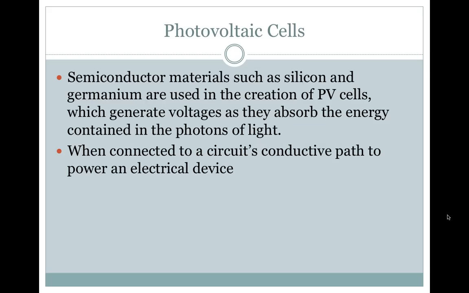Photovoltaic cells. Semiconductor materials such as silicon and germanium are used in the creation of PV cells, which generate voltages as they absorb the energy contained in the photons of light. When connected to a circuit's conductive path, they power an electrical device.